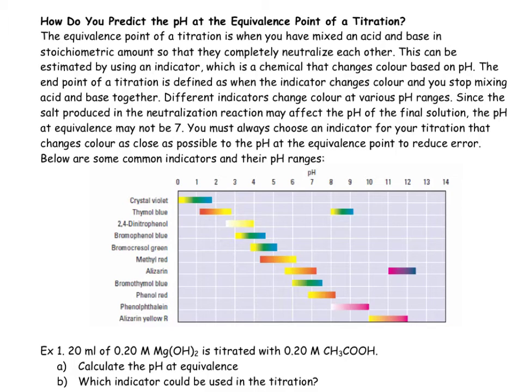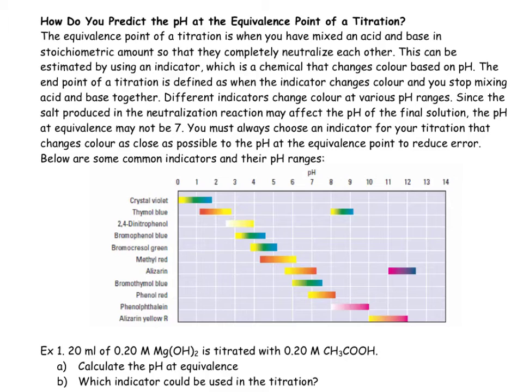The equivalence point of a titration is when you have mixed an acid and base in stoichiometric amounts so that they completely neutralize each other. This can be estimated by using an indicator, which is a chemical that changes color based on pH.